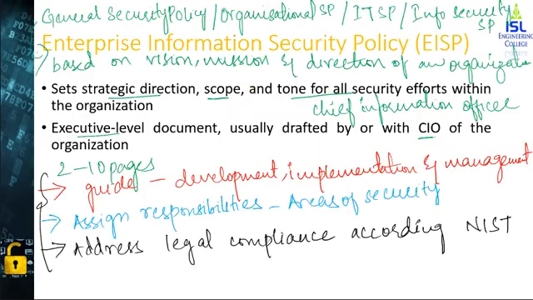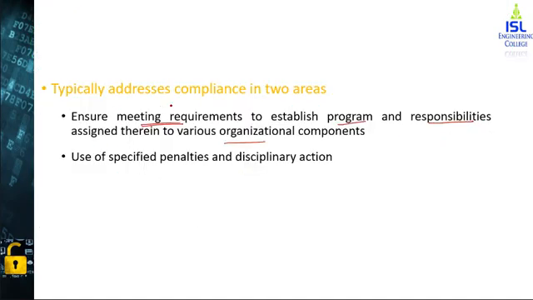As you've seen, EISP is focused upon the vision, mission, and direction of the organization. So you need to have all the requirements that that particular organization is going to implement. When you have all the meeting requirements, you're going to ensure that they establish the program and responsibility. That is, these requirements are meaningful. They are going to perform some specific tasks. So you're going to ensure that these meeting requirements establish the program and all the responsibilities for different parts of the organization, or you can say the different organizational components.